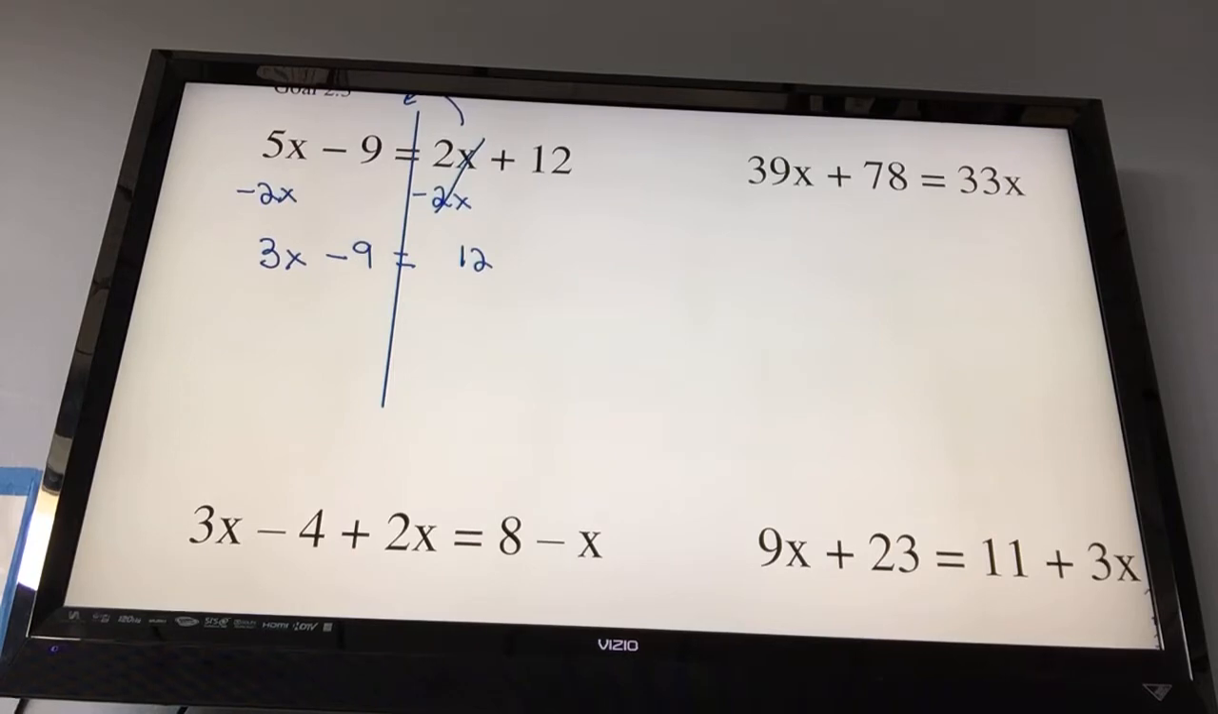From there, it's like what we did before, like what your assessment was that I just gave back. That is a little kerfuffle for me. So now I'm going to plus the 9. So 3x comes down. Those cancel out, equals 21. And then lastly, divide by 3.